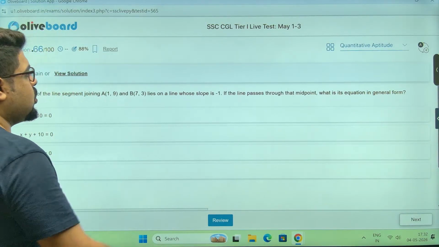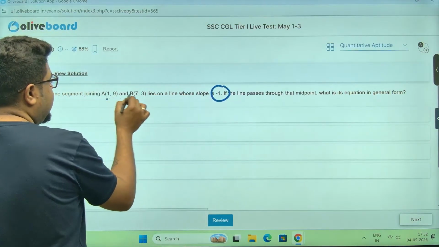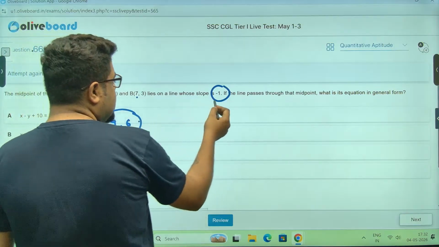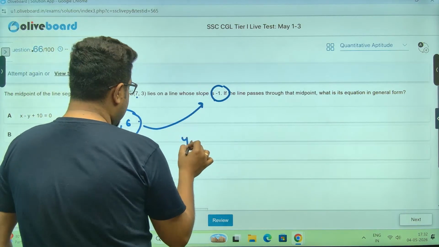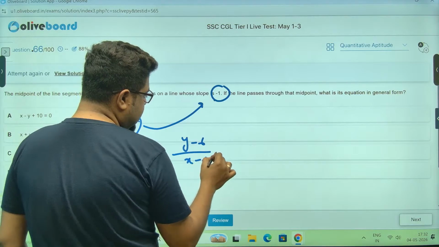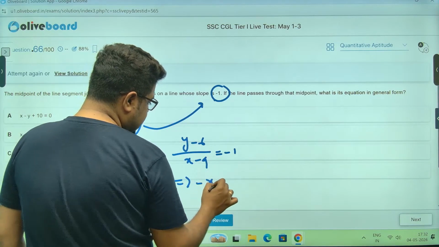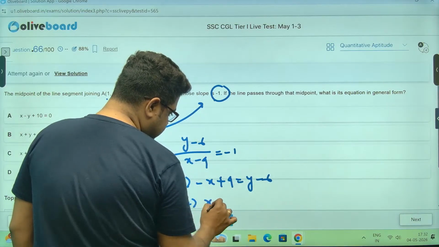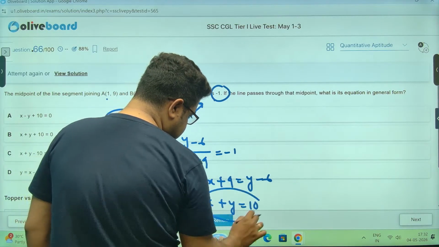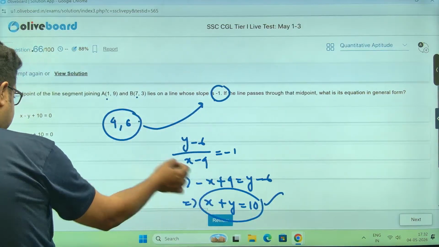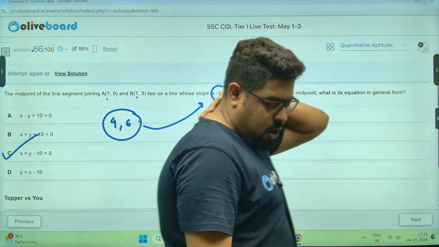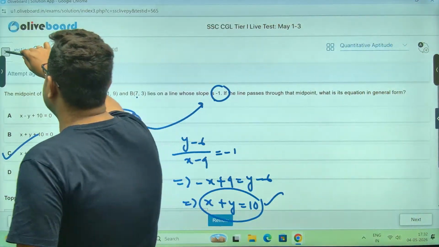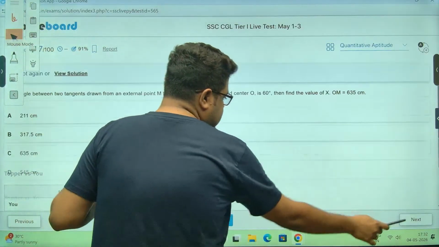Midpoint of the line, slope is this. So midpoint is 1 plus 7 by 2, that is 4. 9 plus 3 by 2, that is 6. Sir, point I know, slope I know. So point slope form. Y minus 6 by x minus 4 equal to minus 1. So minus x plus 4 equal to y minus 6. X plus y is equal to 10, sir. That's my equation. Chalo, x plus y minus 10 equal to 0. Option C, sir. Option number C most definitely is my correct answer. Again, you must be very quick. Chalo. Next one.